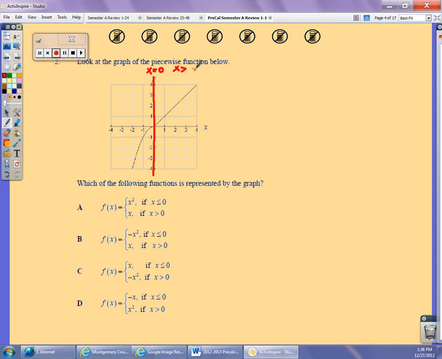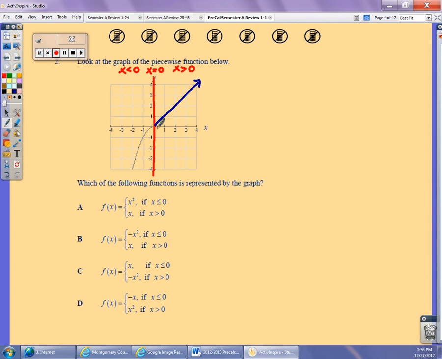Okay, this is x greater than 0. This side would be x less than 0. So then let's see what our different functions look like. Notice that to the right of x equals 0, we just get a line going straight up here.